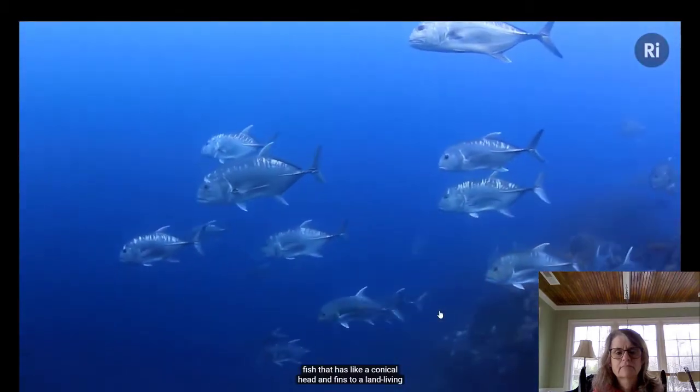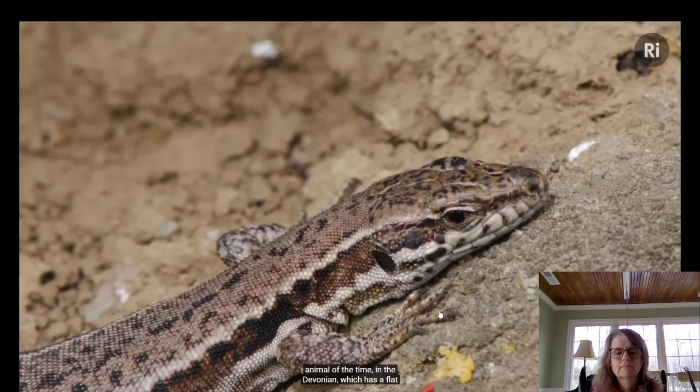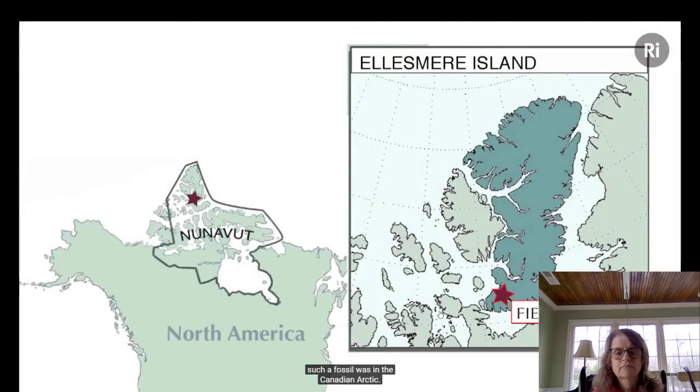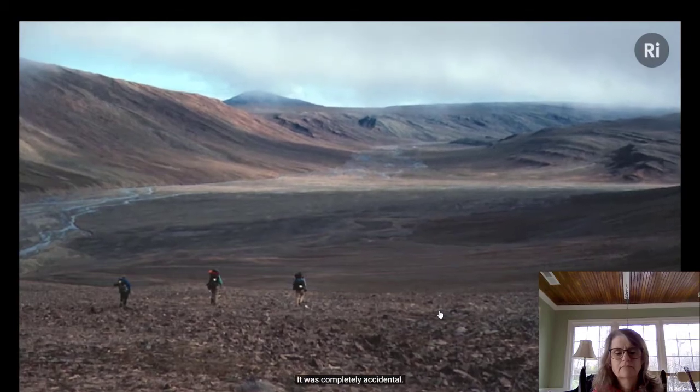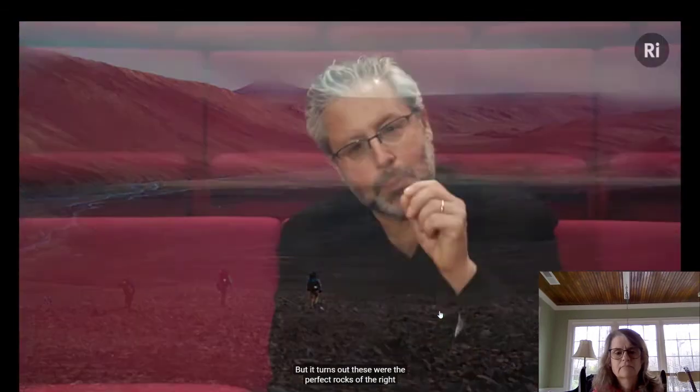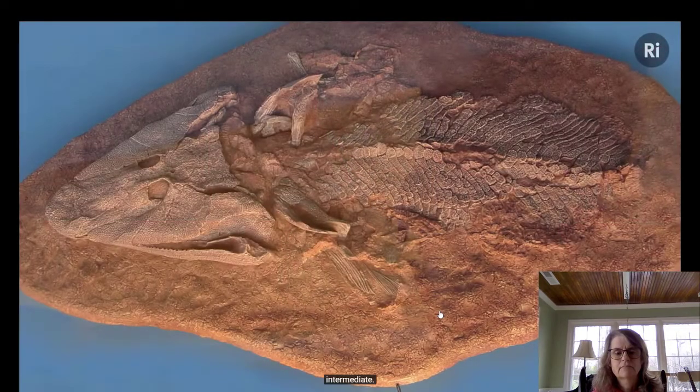From a fish that has a conical head and fins, to a land-living animal of the time, in the Devonian, which has a flat head with limbs. So we looked around the world, and it eventually became clear through a moment of serendipity that one of the best and most unexplored places to look for such a fossil was in the Canadian Arctic. We discovered it from a geological textbook, not the scientific literature. It was completely accidental. But it turns out these were the perfect rocks of the right age and exposed at the surface to produce such an intermediate.